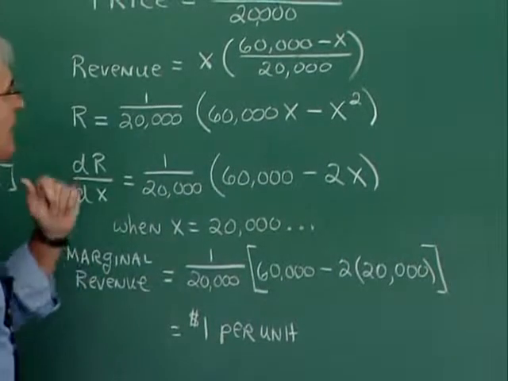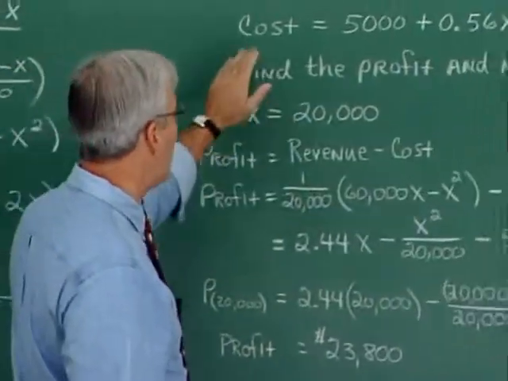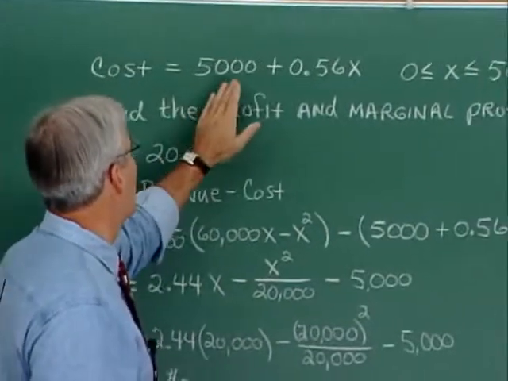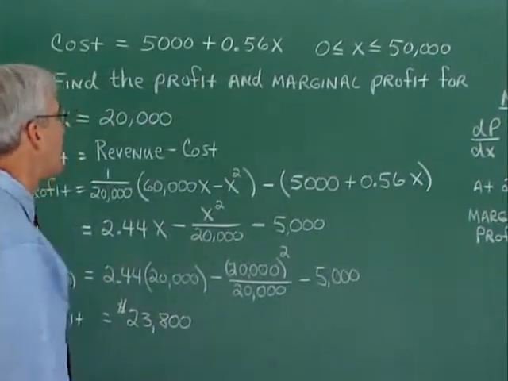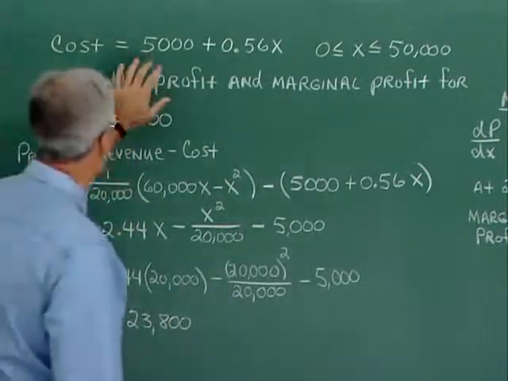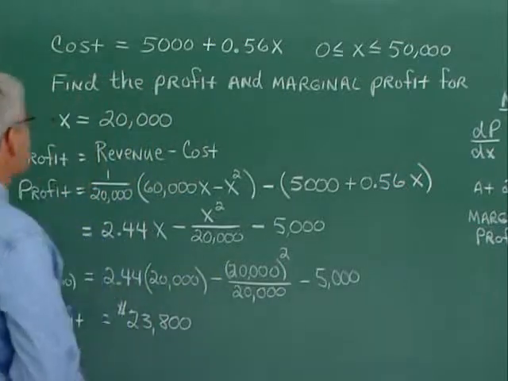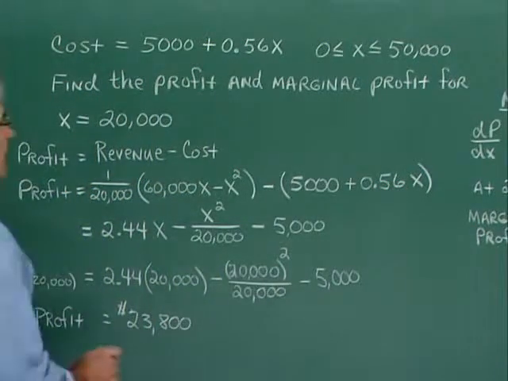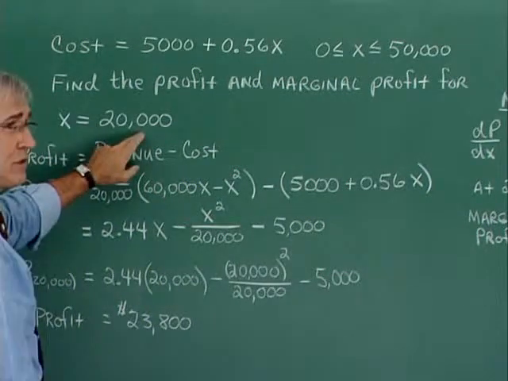Now, let's extend the idea. Let's take the same problem and extend it a little bit, and let's say that the cost of these hamburgers, the cost equation, is 5,000 plus 0.56x. And this is for X values that are between 0 and 50,000. Suppose we want to find the profit and marginal profit for X equals 20,000 units.